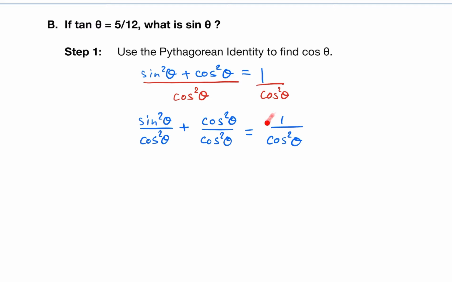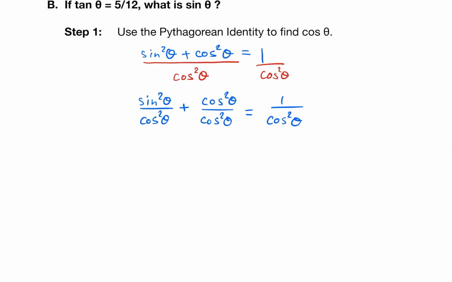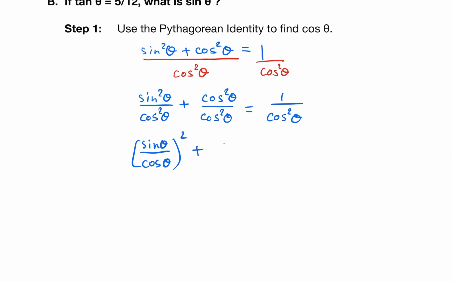Okay, we're not going to make any changes to the right side of the equation just yet. We're going to leave that toward the end. Okay, so if you take a look here, sine squared theta over cosine squared theta, that really is the same thing as sine of theta over cosine of theta, quantity squared. Okay, and then the next fraction, we have cosine of theta divided by cosine of theta, which is just 1, and that is going to equal 1 over cosine squared theta.